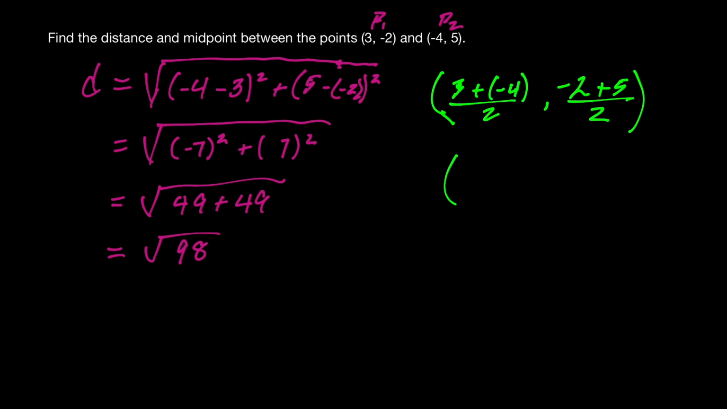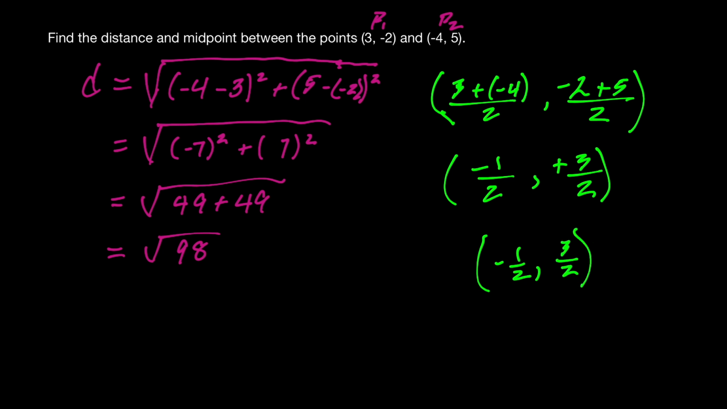Simplifying on through, I have negative 1 over 2, comma, 3 over 2. Check that, that's a positive 3. So the final answer is that the midpoint is negative 1/2, comma, 3/2. So you can get fractional answers with these. That's the nature of pre-calculus, I guess. They don't always work out to be round numbers.